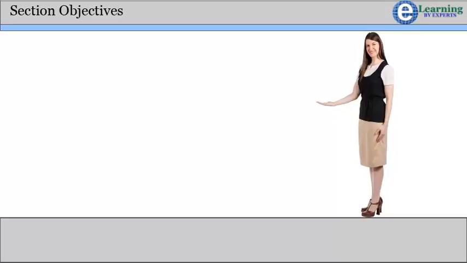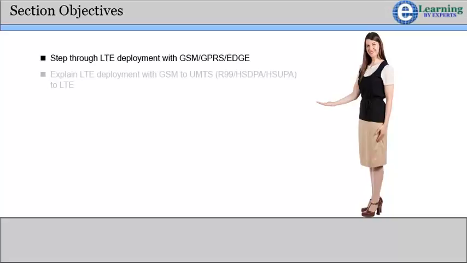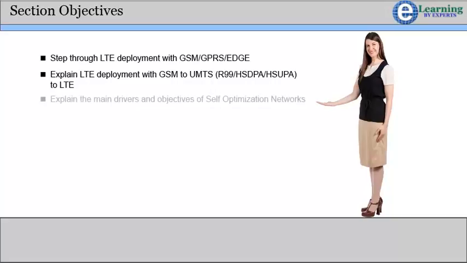Now that we have completed the technical overview of LTE, in this section we will study LTE deployment. After completing this section, you will be able to step through LTE deployment with GSM, GPRS, EDGE. Explain LTE deployment with GSM to UMTS, R99, HSPA, to LTE. Explain the main drivers and objectives of self-optimizing networks, or SON. Describe different architecture options for SON.